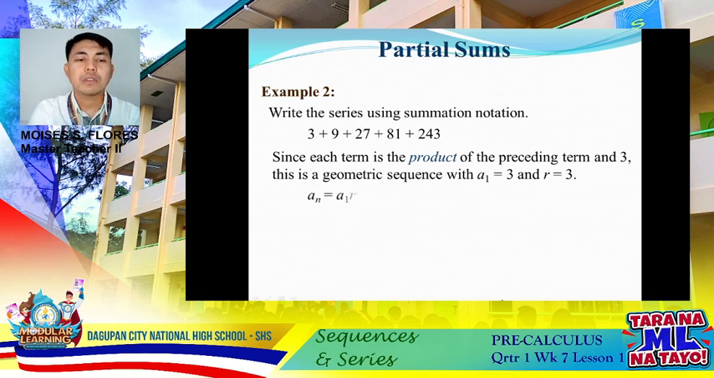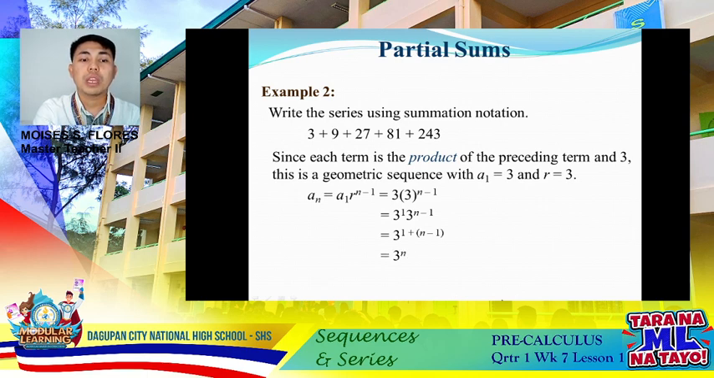So from our formula for geometric sequence, we have a sub n equals a sub 1 times r raised to n minus 1. So your first term is 3, your r there is 3. So there you have it. After that, as we simplify it further, we have 3 raised to 1 times 3 raised to n minus 1. We are going to extract your common base, which is 3. So there you have 1 plus quantity n minus 1. Simplifying it further, we have 3 raised to n.